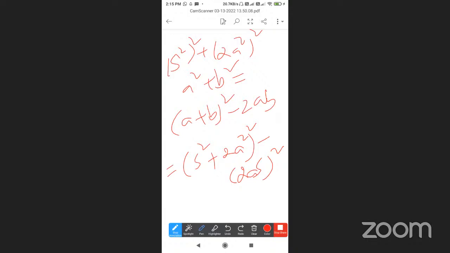So (a plus b) into (a minus b). This is s square plus 2a square plus 2as one term, and s square plus 2a square minus 2as one term. Okay, it's clear. So we have two factors: s square plus 2as one term plus 2a square, and s square minus 2as one term plus 2a square is one term.